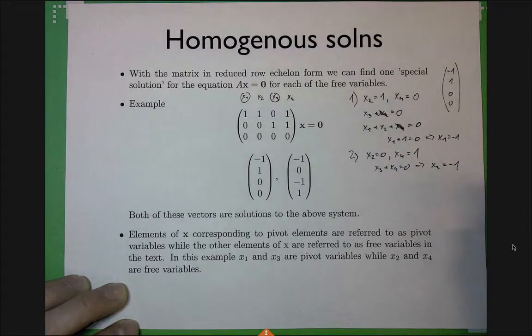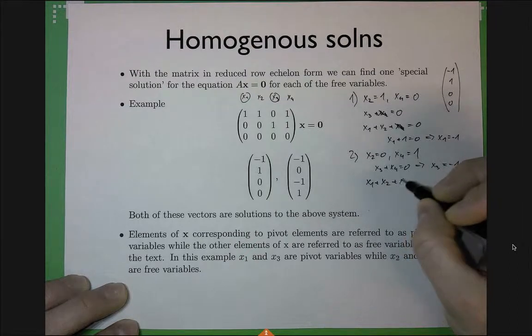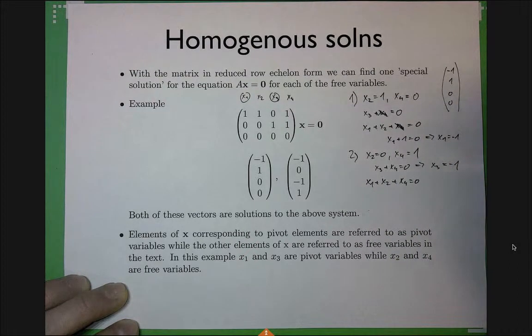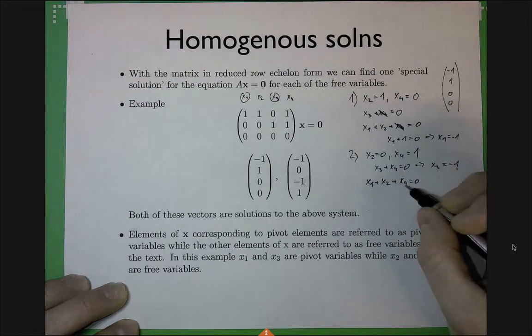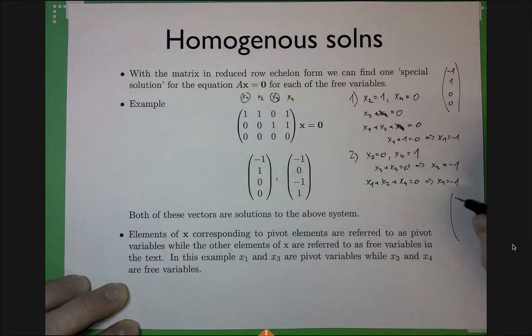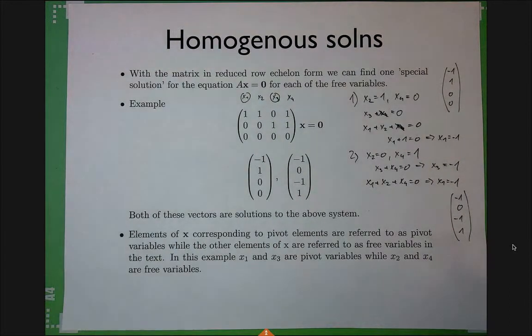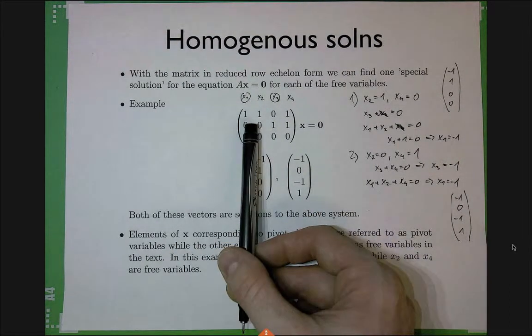I think that's right. And then the first equation is again x1 plus x2 plus x4 equals 0. x2 is 0, x4 is 1, so that means that x1 has to be minus 1. So the second one I have is minus 1, 0, minus 1, 1. I'm just putting together x1, x2, x3, x4, right? So let's try it, if it works.